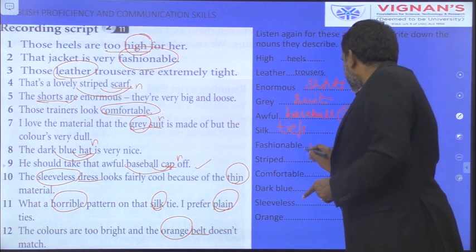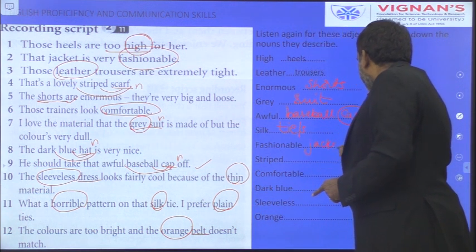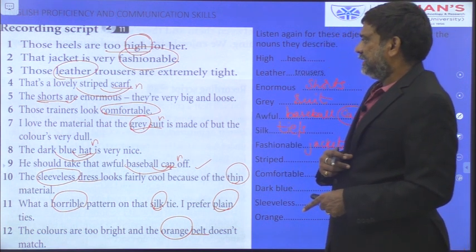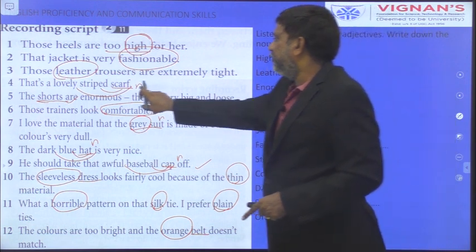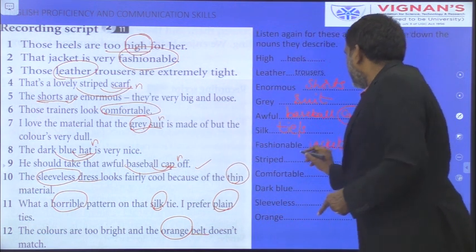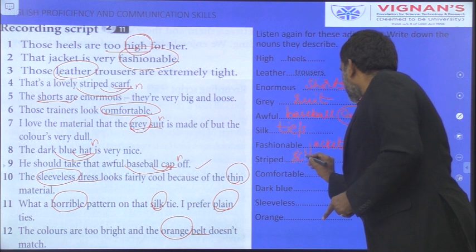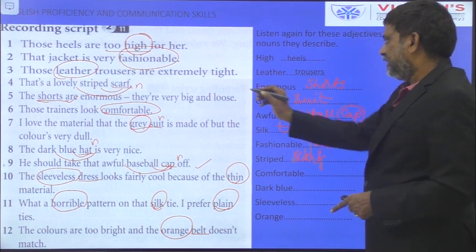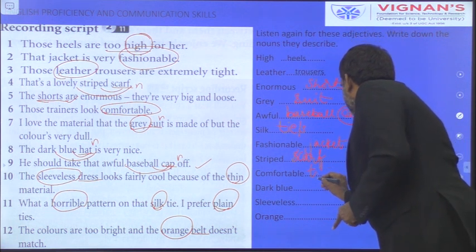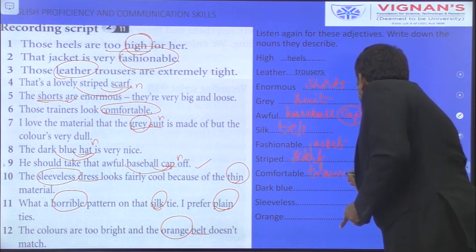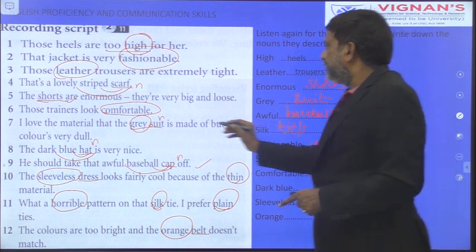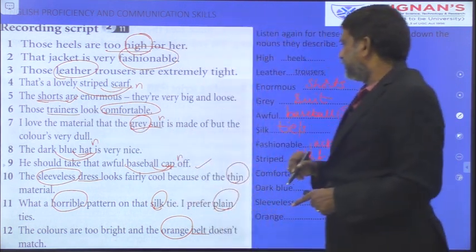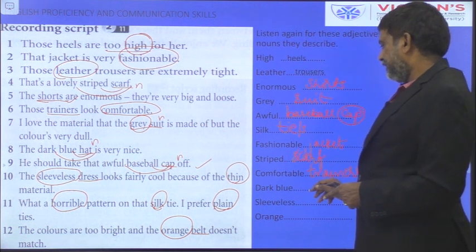The second sentence. Next one, striped. Where is the stripe? In which sentence? Fourth sentence. Here, striped scarf. Next, comfortable trainers. Here, those trainers are comfortable. So, comfortable trainers.